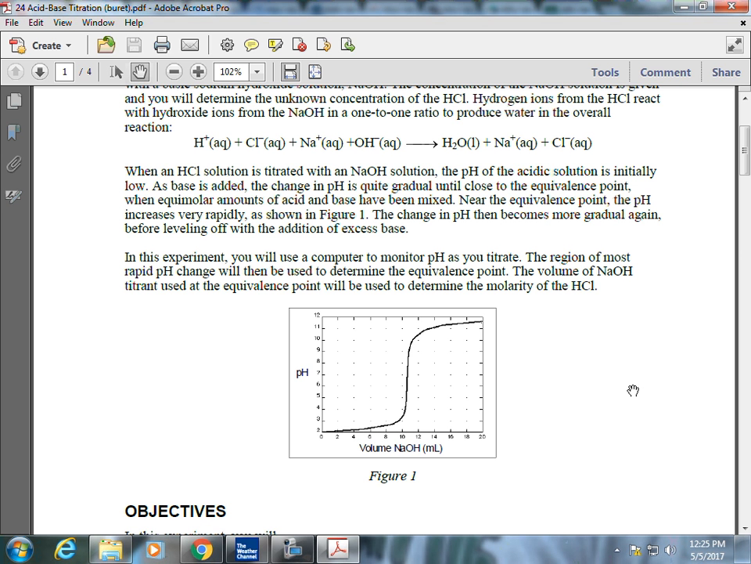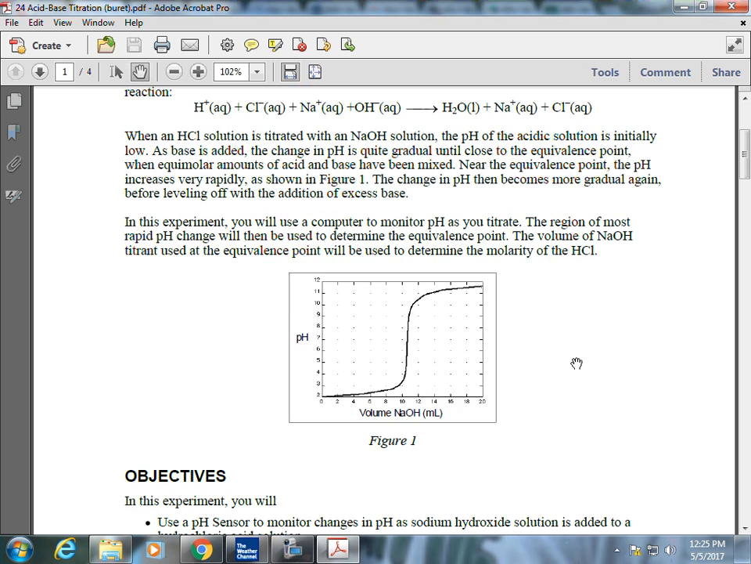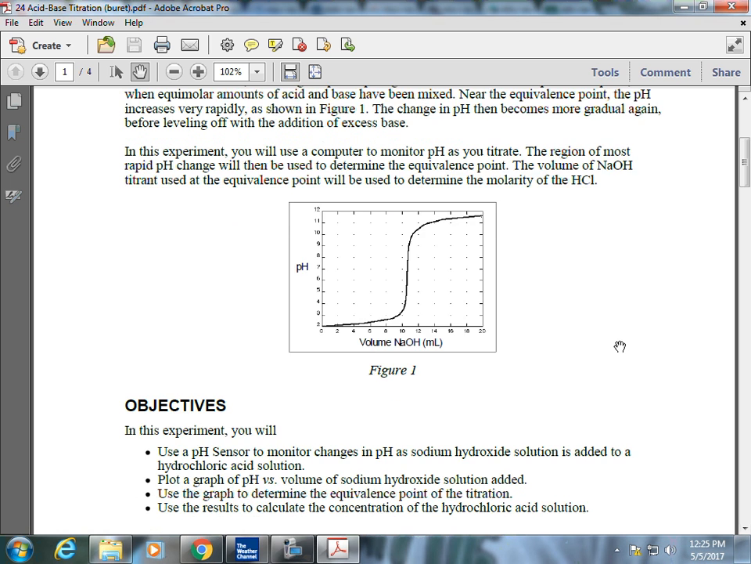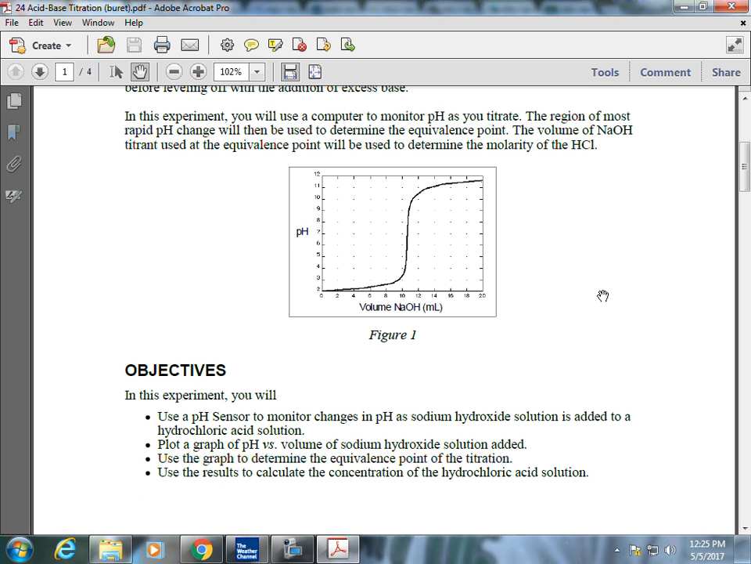So in this experiment, you will use the computer to monitor the pH as you do the titration. The region of the most rapid pH change will then be used to determine the equivalence point. Then you will use the volume of the sodium hydroxide titrant and the equivalence point to determine the molarity of the hydrochloric acid. So the objectives of this experiment will be to use a pH sensor to monitor changes in pH, to plot a graph of pH versus volume of sodium hydroxide.